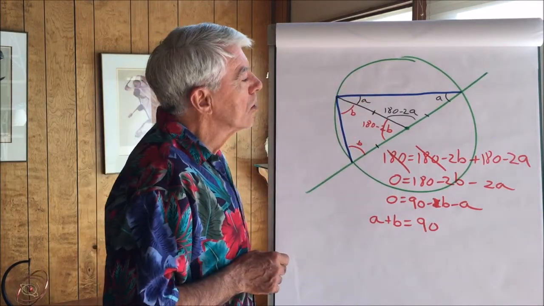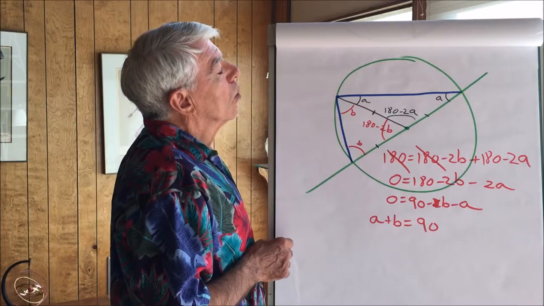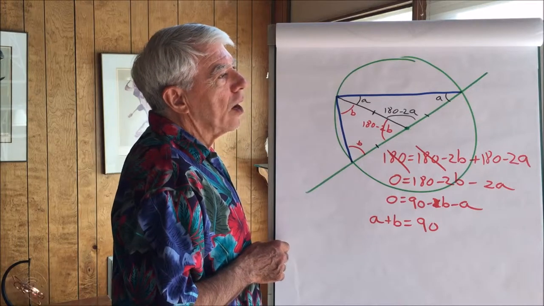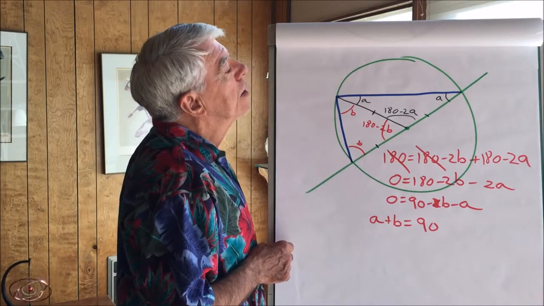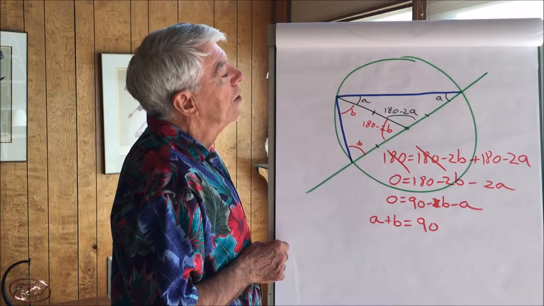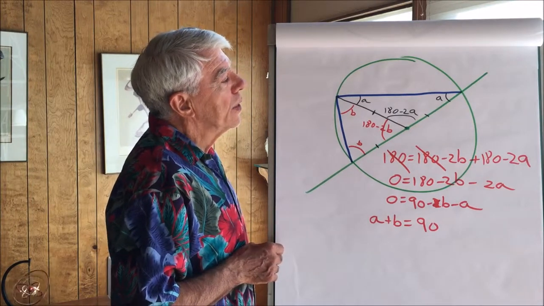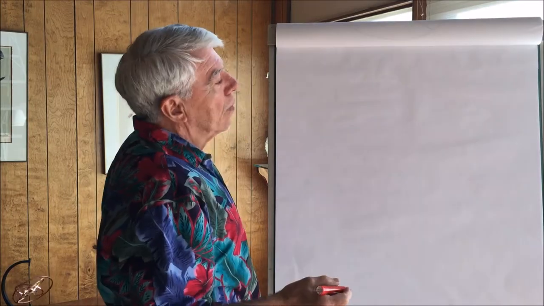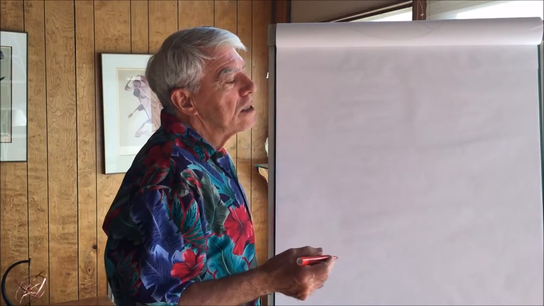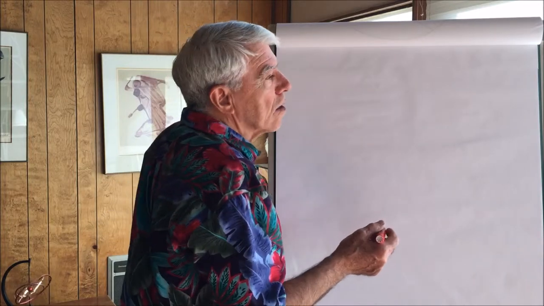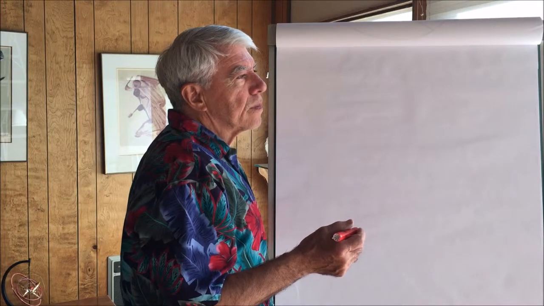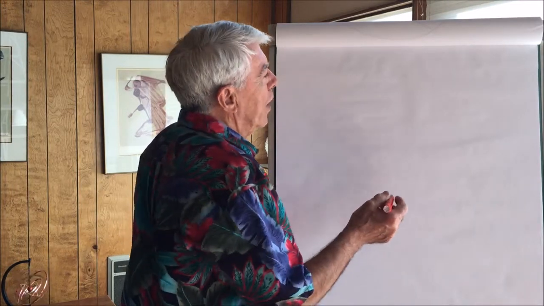So we can conclude that given a diameter, we can pick any point on the circle and create an inscribed angle using the two points where the diameter intersects the circle, and the inscribed angle will be a right angle. All right, let's show that the inscribed angle is indeed half of the central angle for the same arc that subtends both angles.